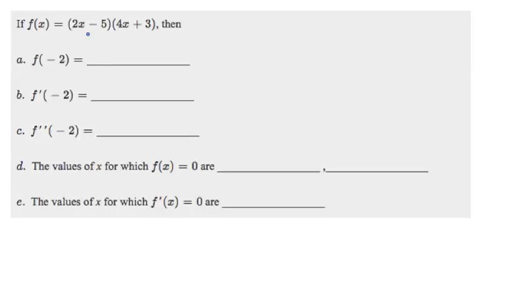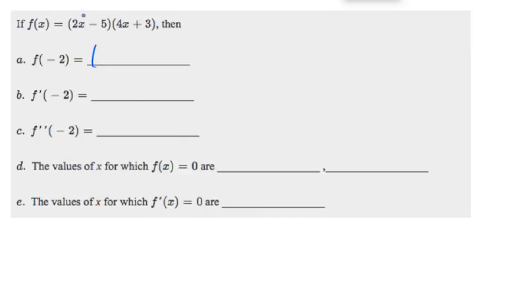So in this problem we have f of x is equal to the product of 2x minus 5 and 4x plus 3. So for f of negative 2 we would just plug in negative 2 into the original function f of x.